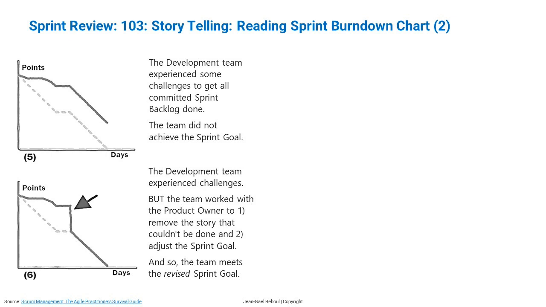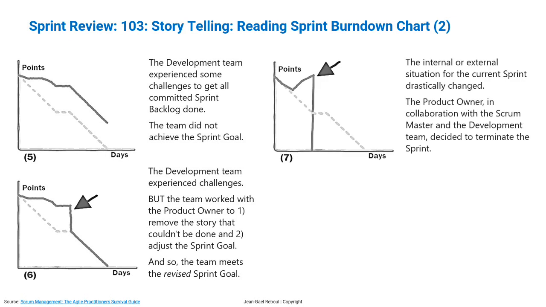Now, let's look at two scenarios that can happen but should hopefully be exceptions. The first one is the worst case scenario. The internal or external situation for the current sprint has drastically changed. Something unplanned has happened. Maybe it's because the market the product is directed to has shifted. The initial need is no longer valid, and there's no point to spend more time on developing a feature that is now irrelevant.